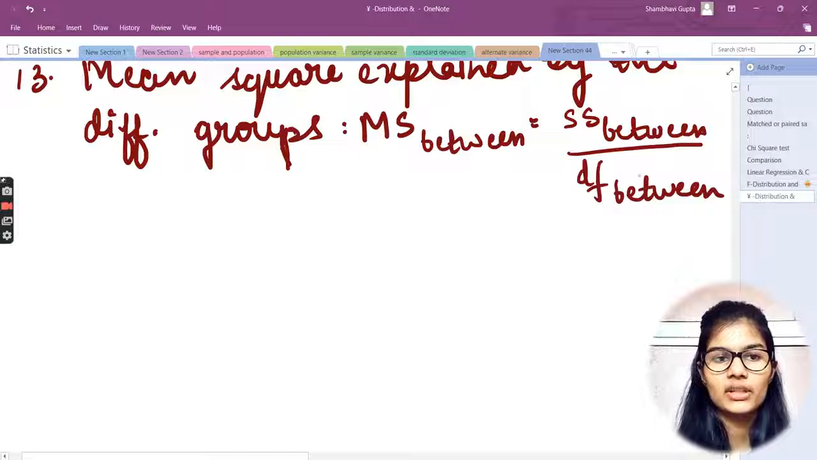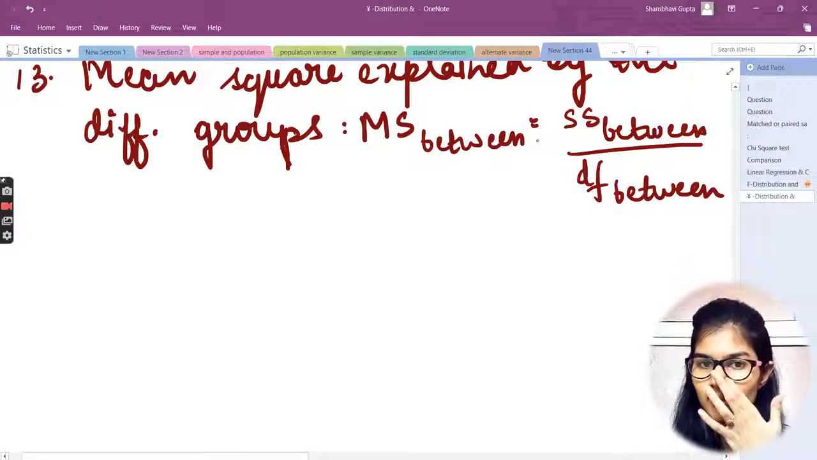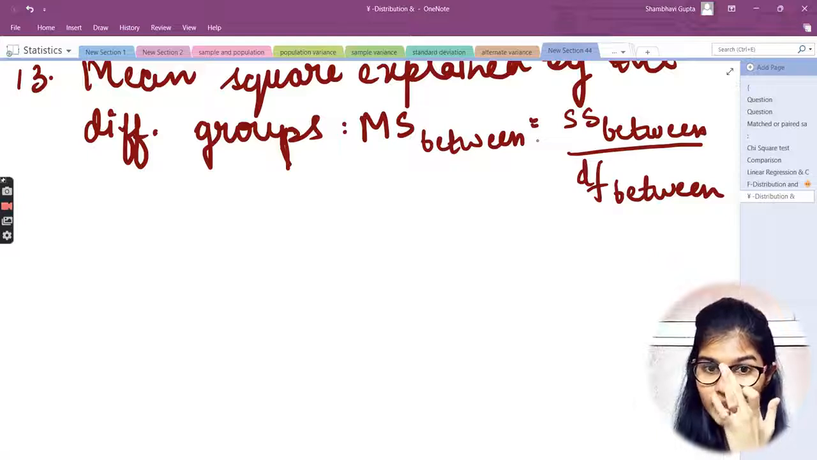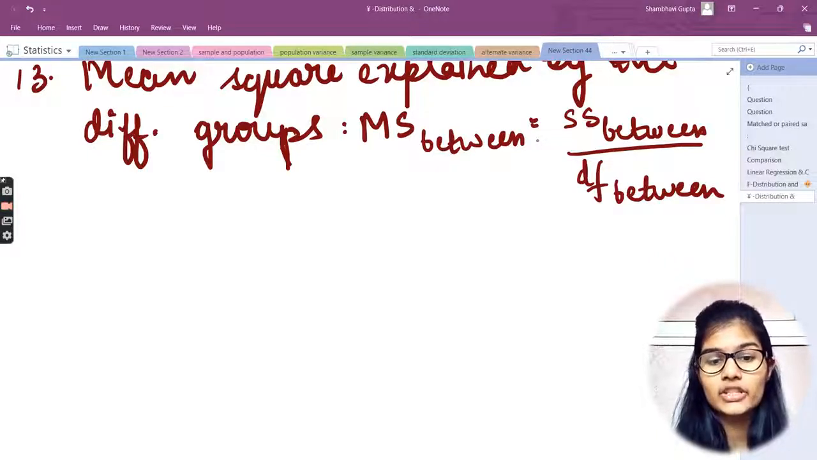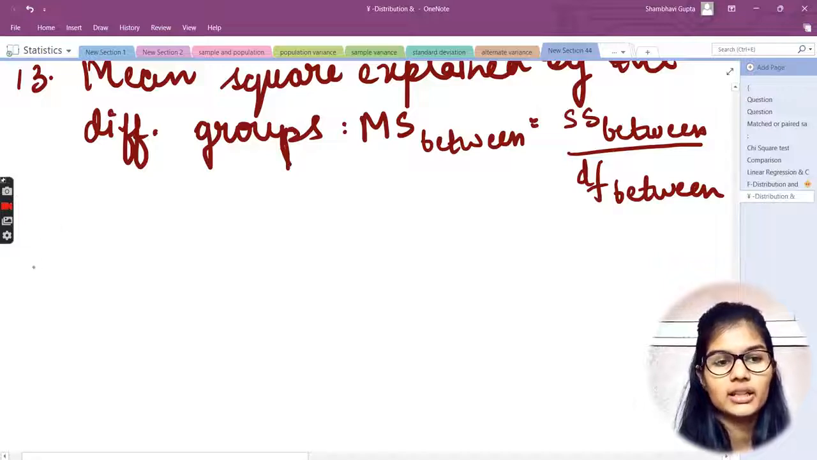Right here, so like this we are having the mean square explained by the different groups. For that we find MS, which means the mean square, and between is the first category. The formula is SS between upon DF between. Now let's move towards number 14.